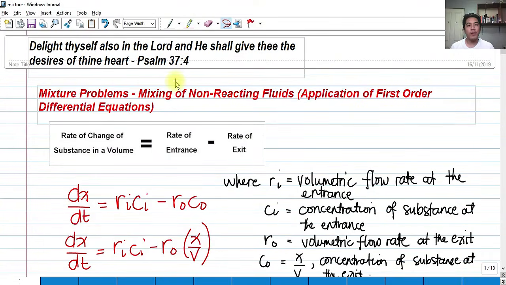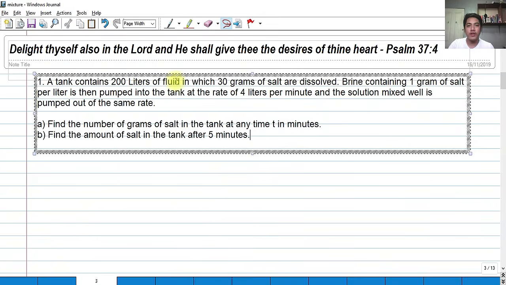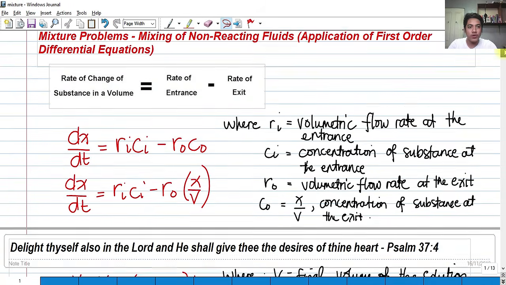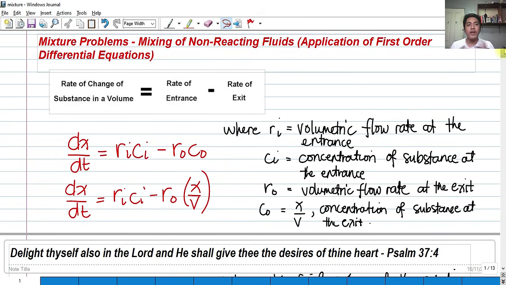Hi, so for today we're going to talk about mixture problems, mixing of non-reacting fluids, and this is still a part of the application of first order differential equation. So the very first thing we're going to learn here in terms of mixture problems is that the rate of change of substance in a volume is equal to the rate of entrance minus the rate of exit.